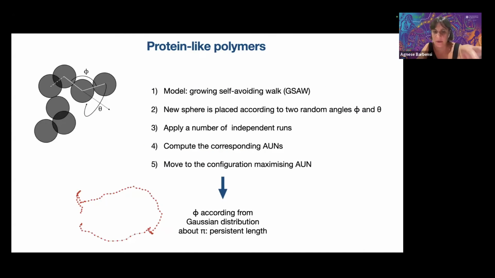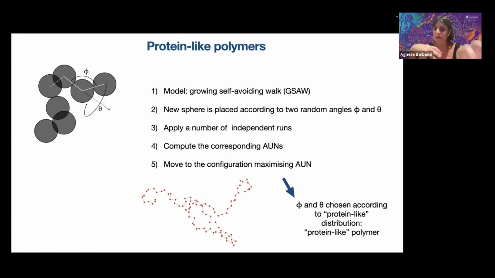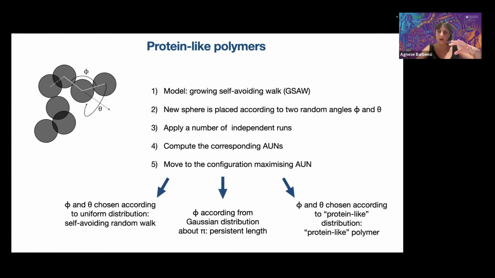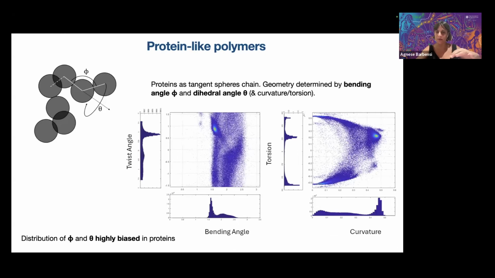So let me go back, sorry, to this figure. We can choose these angles, taken from the protein distributions, in a fully random way. So we have the two distributions coming from experimental data from experimentally solved protein structures, and we get something that looks like that. Or we can also decide to go back to the 2 peaks of the distributions.